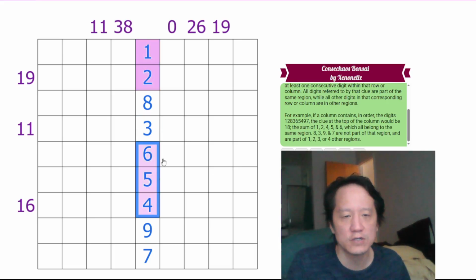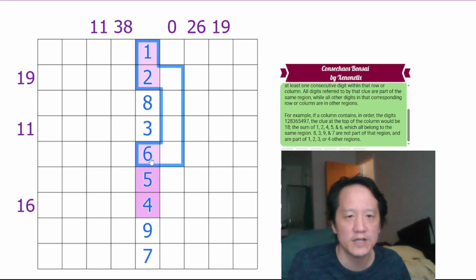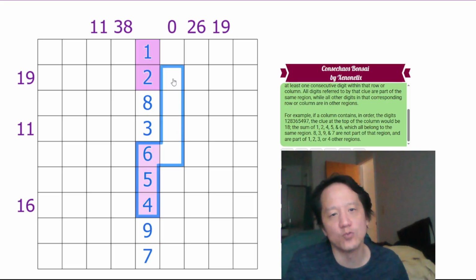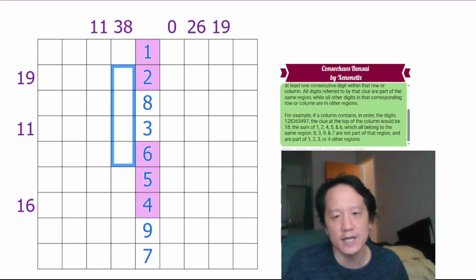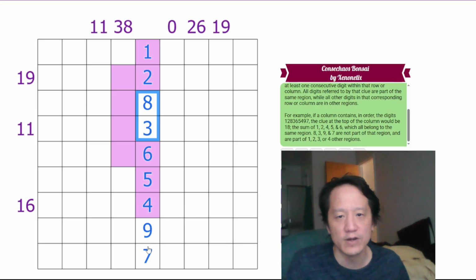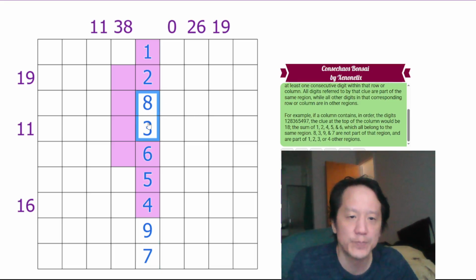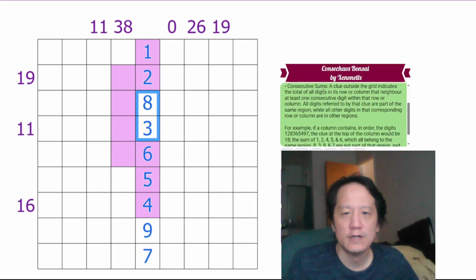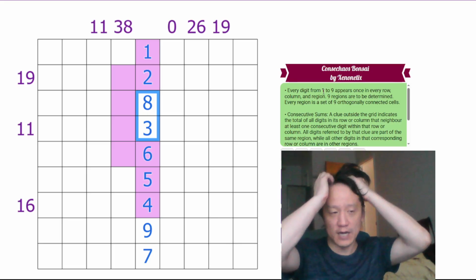That's interesting. So it would have to be 1, 2, 3, 4, 5, 6, 7, 8, 9, or 1, 2, 3, 4, 5, 6, 7, 8. So that's how it would have to work as a region, right? It'd either be here or it'd be here, because 8 and 3 cannot be part of that region, right? 8, 3, 9, 7 are not part of that region and are part of 1, 2, 3, or 4 other regions here. Interesting. I've never seen anything like this. Okay, that's actually very interesting here.